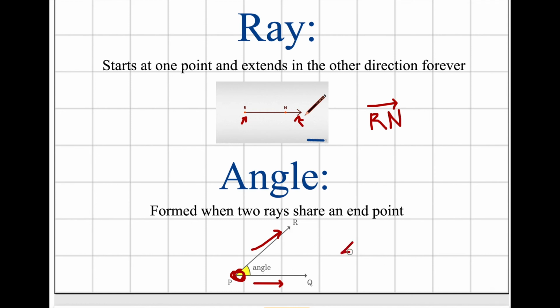So if you want to label that, here's the angle. And we can do RPQ. And it's important to realize that the P is in the middle as it is the point that is shared between both rays that make it an angle.